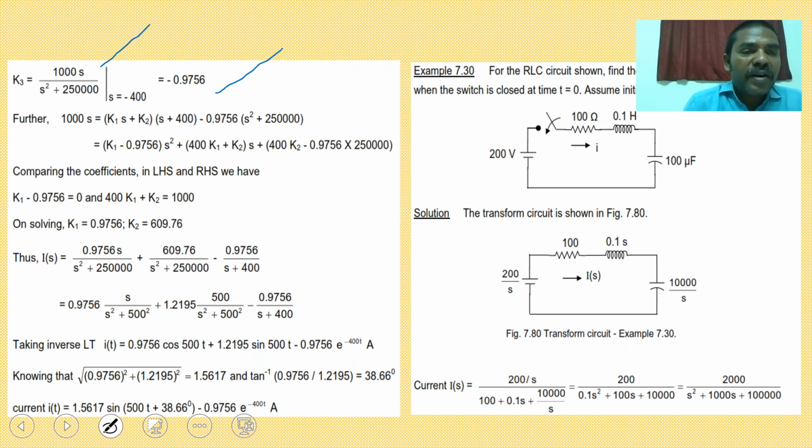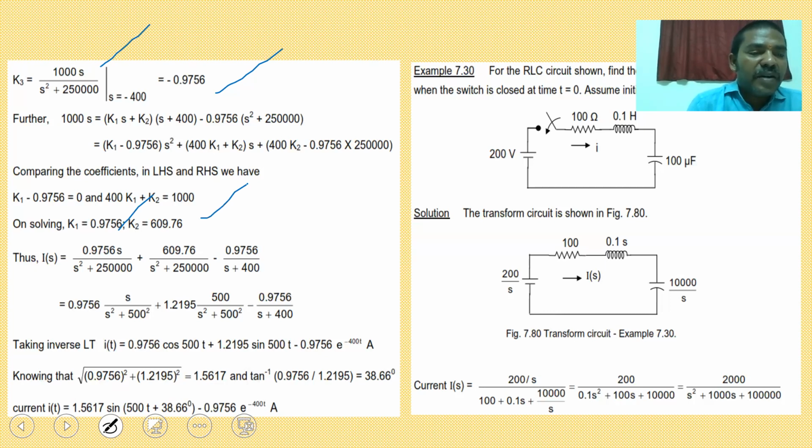K1 s plus K2 into s plus 400 minus 0.9756 into s square plus 250000. Then compare the LHS and RHS equations. Then the value of K1 will be 0.9756 and the K2 value will be 609.76.